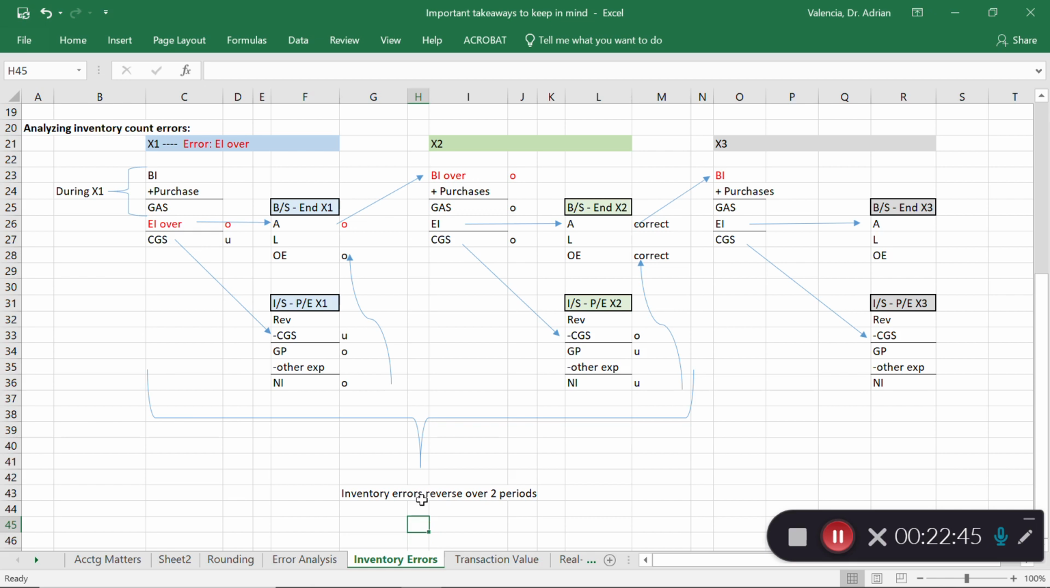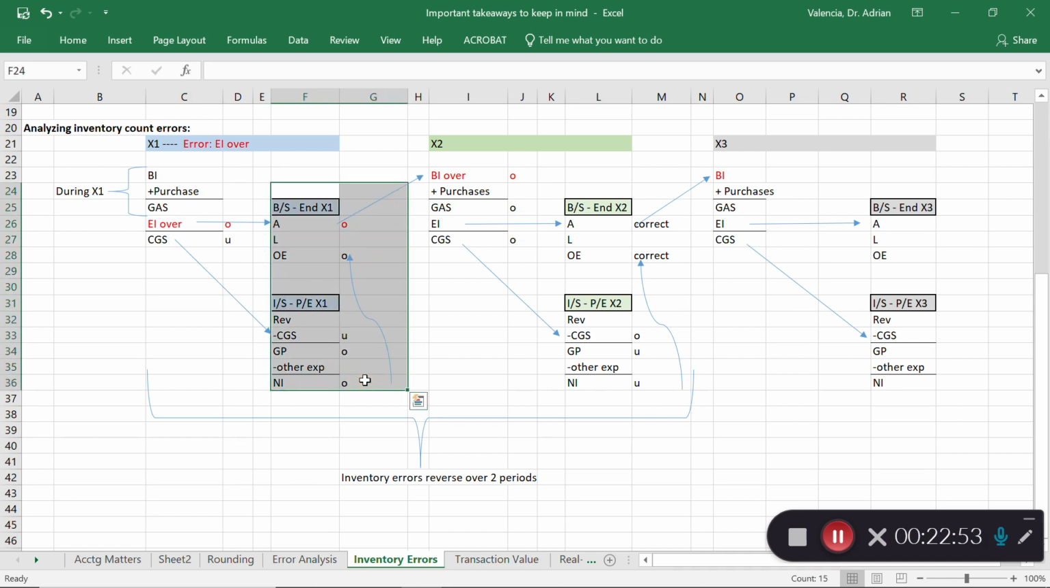If that error is not discovered, you'll have an error in X1 on both the balance sheet and on the income statement. And then you'll have an error on the income statement on X2, but then that error reversal, nothing else being analyzed, no other errors being considered, right? That other error reverses out here on the balance sheet X2. So that's why commonly when you hear reversing errors, this is what they're talking about. This is how an error in inventory corrects itself over a 2-period analysis. Okay, so hopefully that helps you out.